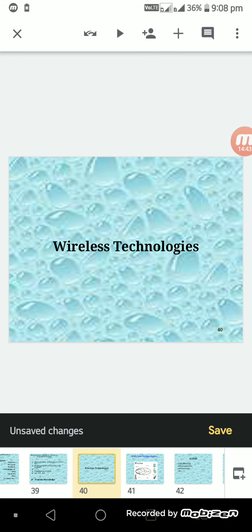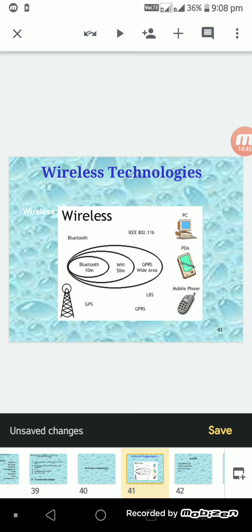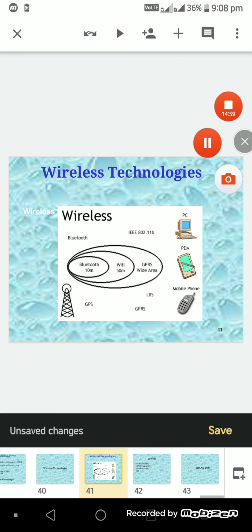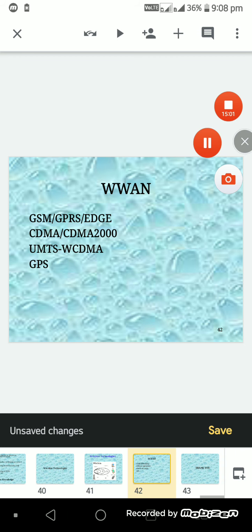Next, wireless technologies. See that, guys. Already we discussed Bluetooth, Wi-Fi, GPS, GPRS. Everything is one of the wireless communication devices. These are wireless models.